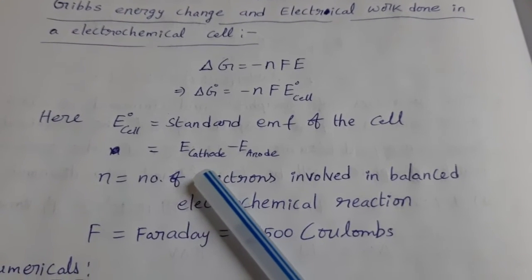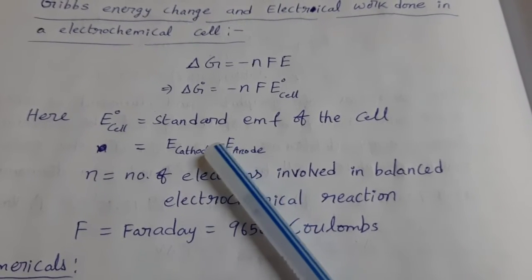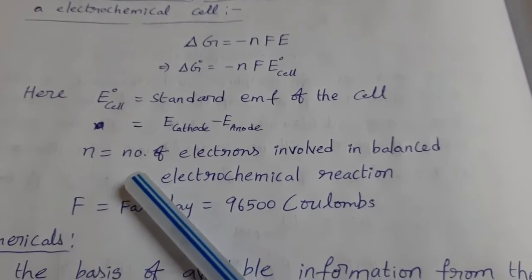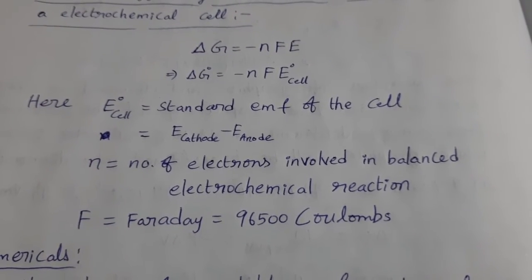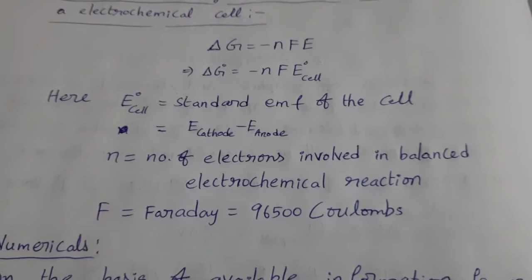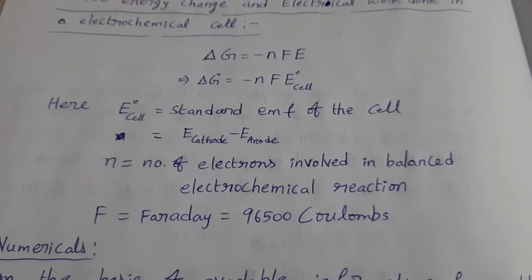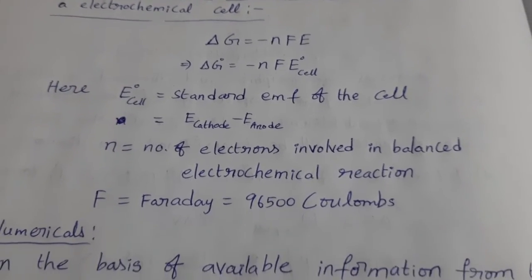Standard EMF of this cell formula is EMF equal to electrode potential of the cathode minus electrode potential of the anode. n means number of electrons involved in a balanced electrochemical reaction. F means Faraday, its value 96,500 coulombs. Okay, now related to this formula, see the numericals.